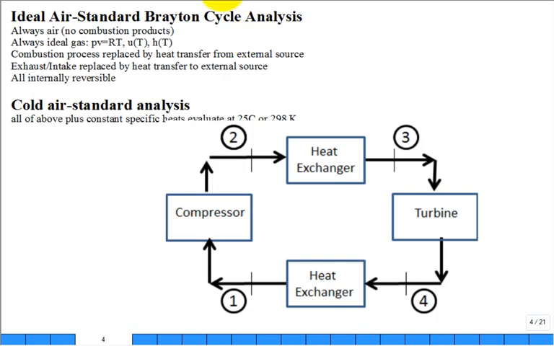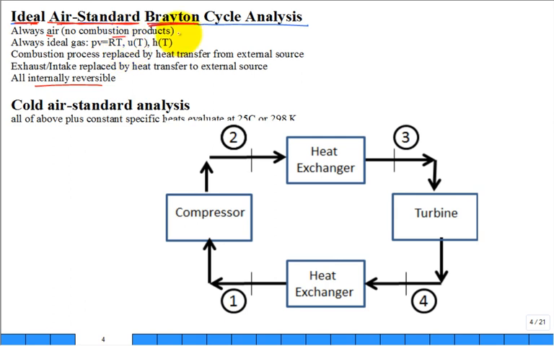So we're going to do an ideal air standard Brayton cycle analysis. So I think we understand the components. The 4 components, 2 of them are just heat exchangers. 1 is a compressor, 1 is a turbine. And we're going to do an air standard analysis of it. And an ideal meaning, we're going to first, everything's internally reversible. It's the best that you can get. No friction.